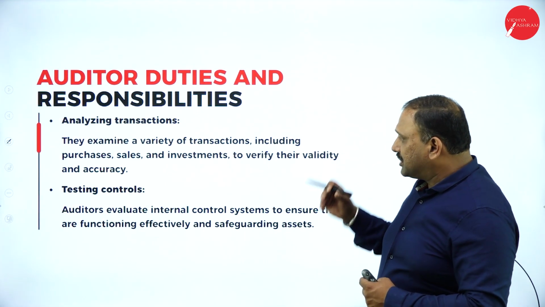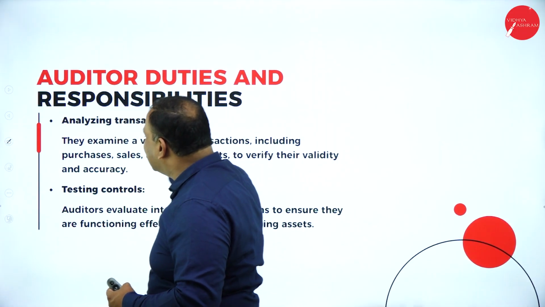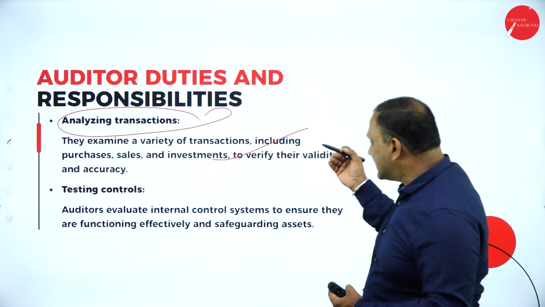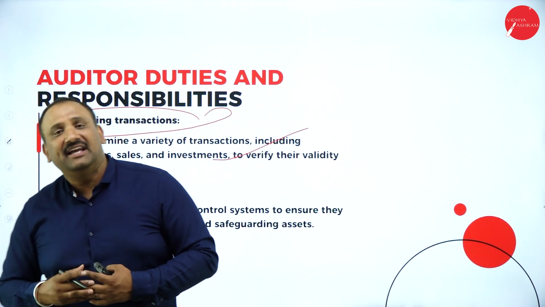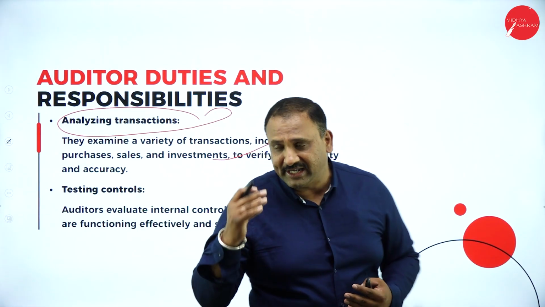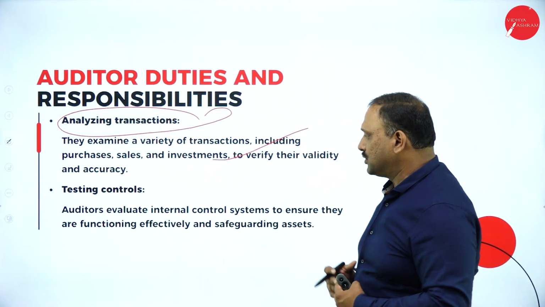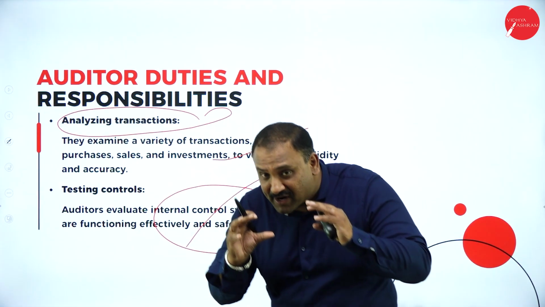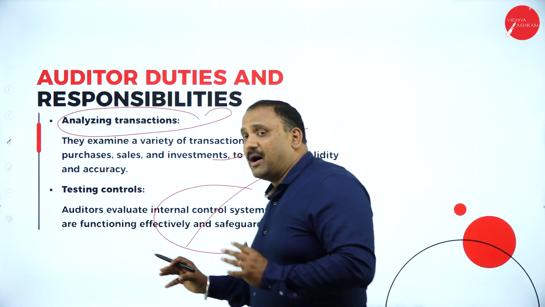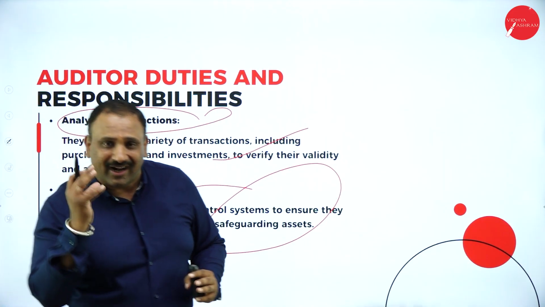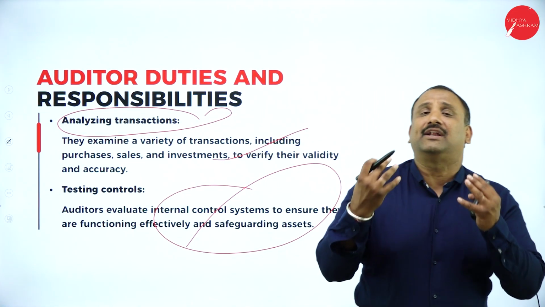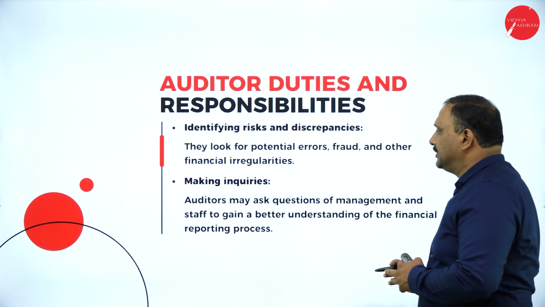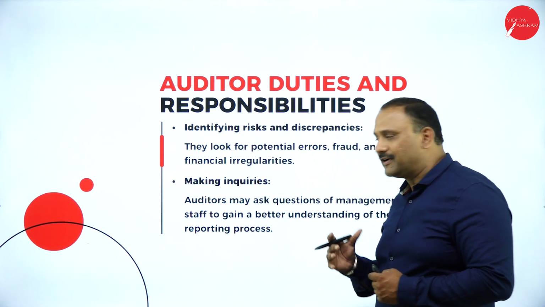Followed by which, the auditor's responsibility is also about analyzing the transactions. So they see a variety of transactions, including the purchases, sales, and investments. They check the validity and the accuracy altogether. So that is also an important thing. Now, testing controls, that's also very important, where they evaluate the various control systems to ensure they are functioning accordingly. So all these things come under one parameter. You are checking something, you are understanding, you're evaluating, and you are ensuring that there is accuracy in the given parameters.